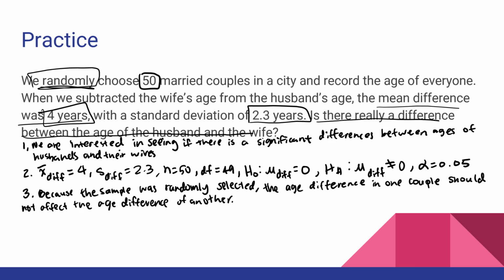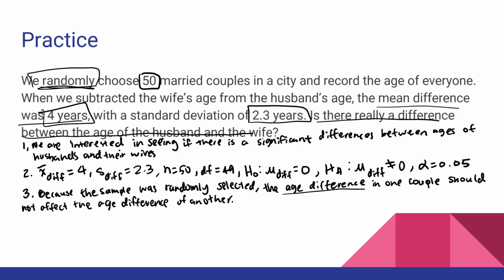Note that here I'm only referencing the difference. So we're talking about independence between the differences of the pairs, not if there's independence within the pair. So it's not that the age of one husband should not affect the age of another. It's does the age difference in one couple affect the age difference in another couple.